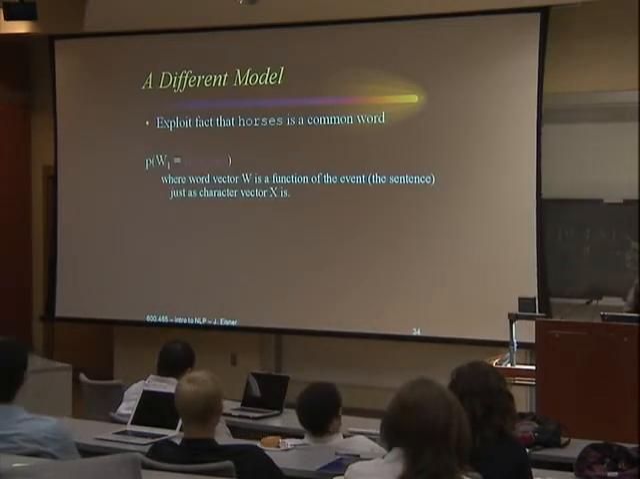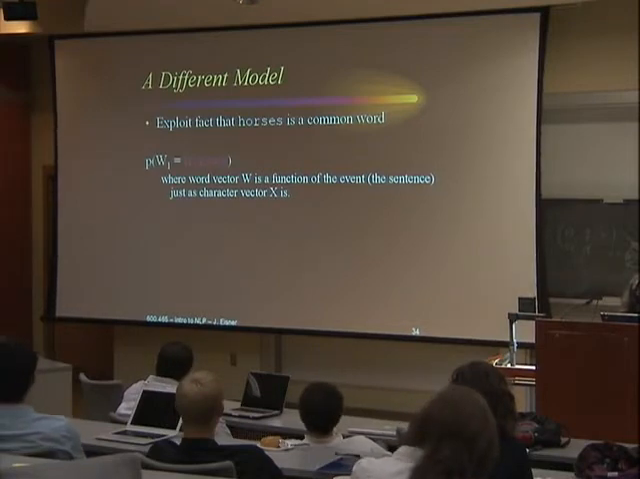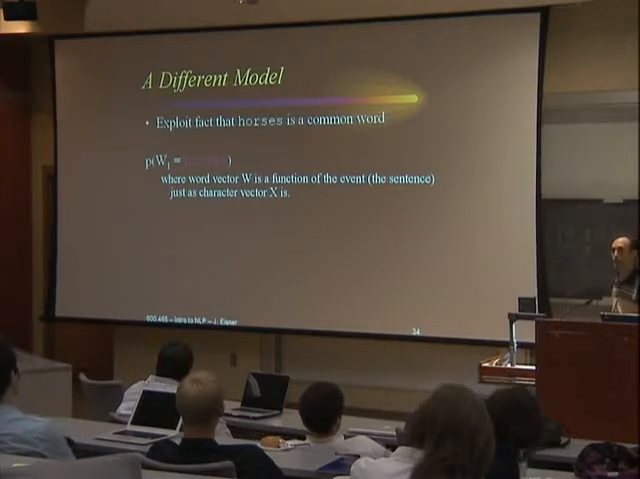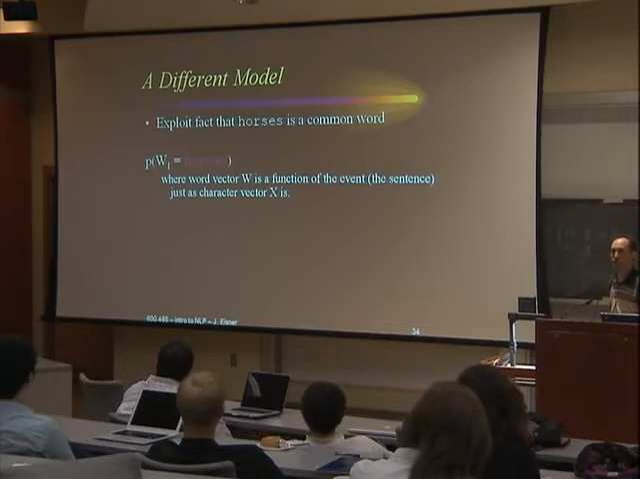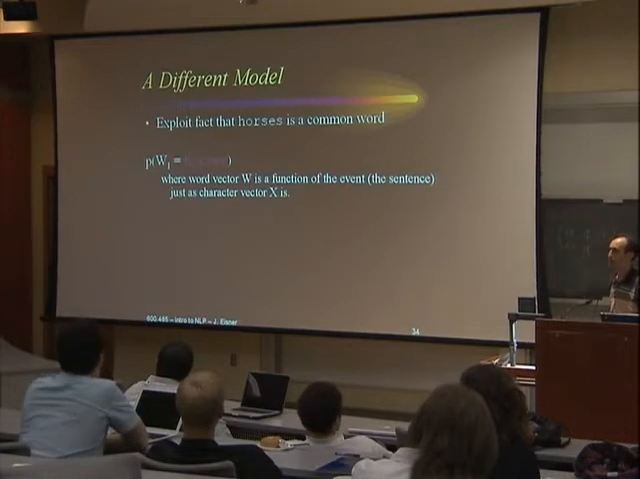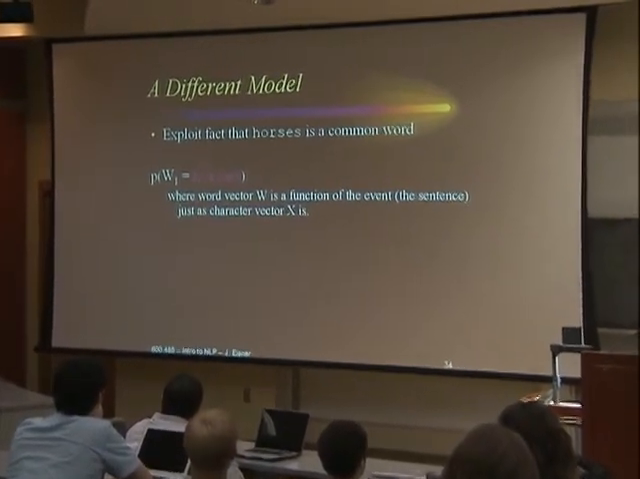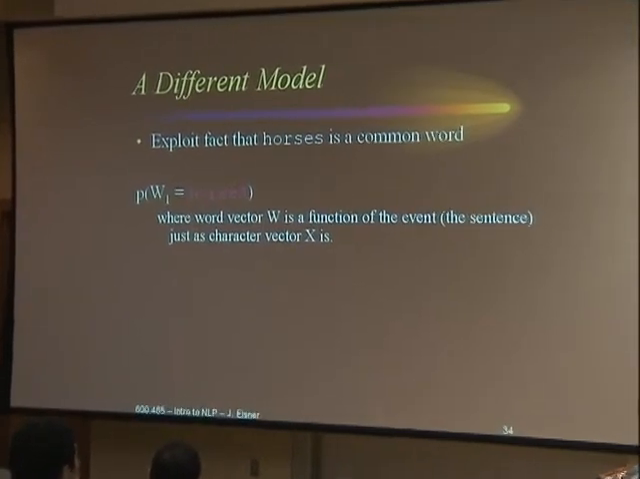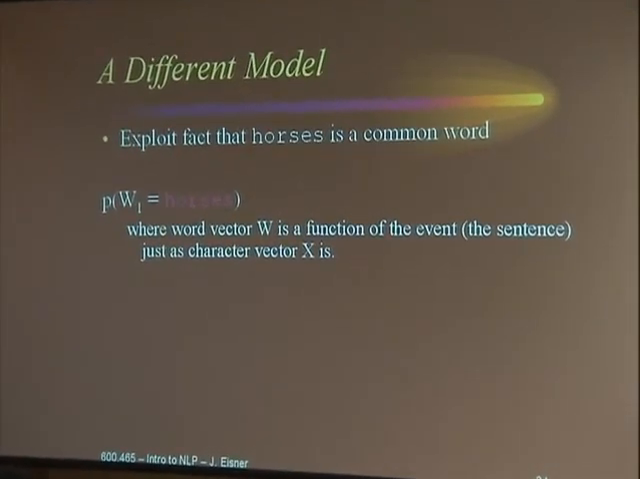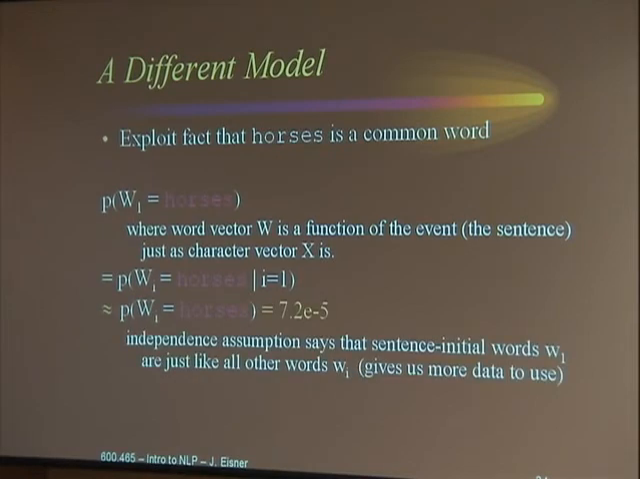Okay, so how could we learn from the corpus that horses is a common word? Well, one thing we could do is instead of talking about random variables like x1, the first letter, we could talk about random variables like w1, the first word. So as long as we have some function which is able to split a sequence of characters at white space, we can compute w1 given an event. Right? So we can talk about the probability that w1 is horses, and if we run our white space splitter on the Brown corpus, then we can find the number of sentences whose first word is horses. Okay. That's this. Let's back off.